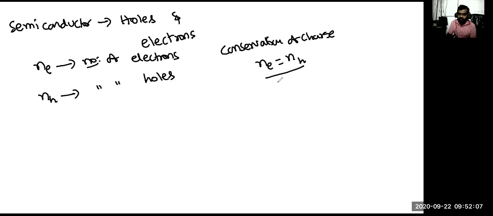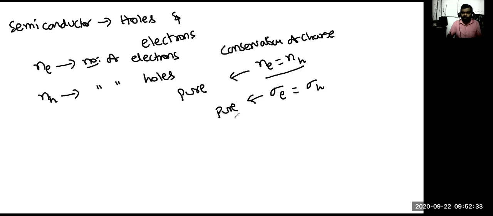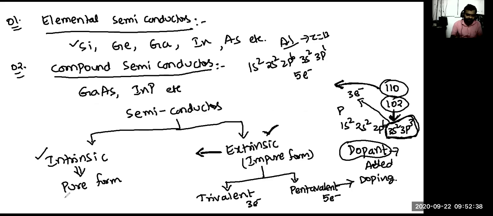Okay, number of electrons must be equal to number of holes. So conductivity of the electrons must be equal to the conductivity of the holes. Is it right? Okay, so this happens very well in the pure semiconductor. Pure semiconductor means I can say intrinsic semiconductor.